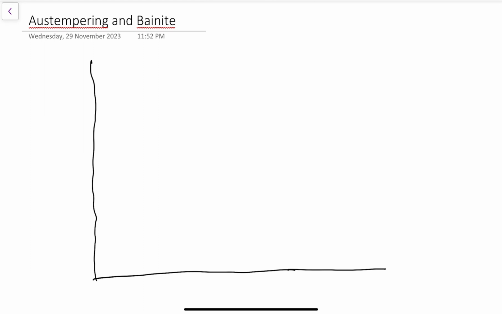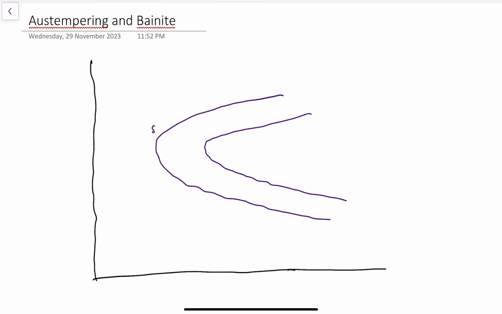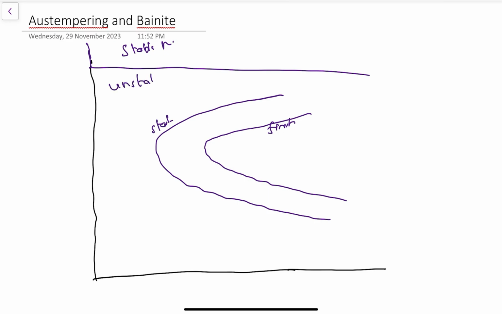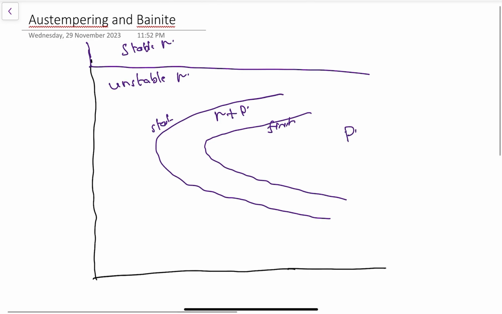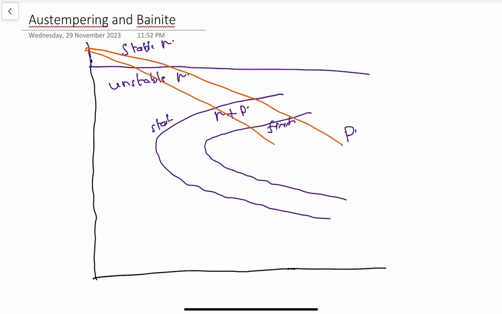Okay, so the TTT diagram looks like this. You have the C curve here. You have the finishing C curve here. This is start and this is finish. Okay. And above it you have the stable gamma, and here you have unstable gamma, and here you have gamma plus pearlite, and here you have pearlite. See, earlier we have seen some examples like annealing and normalizing.